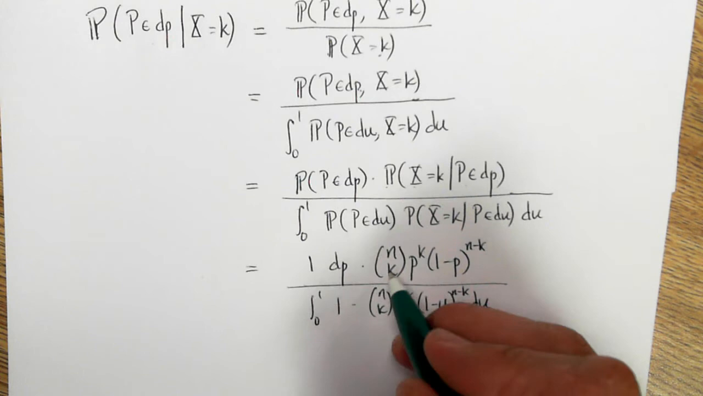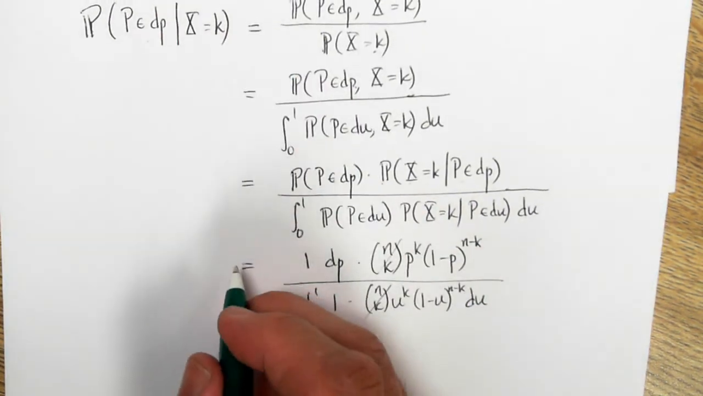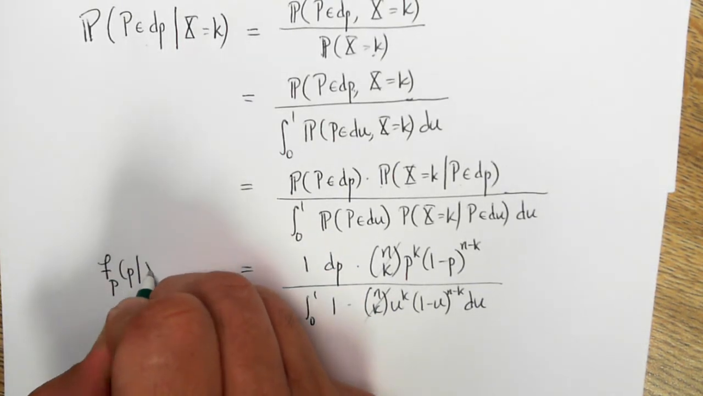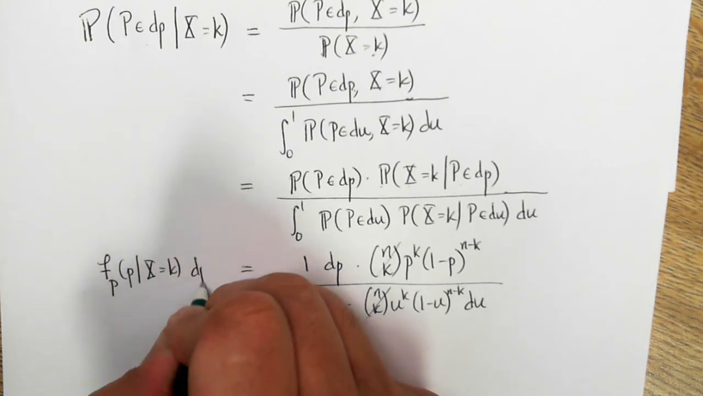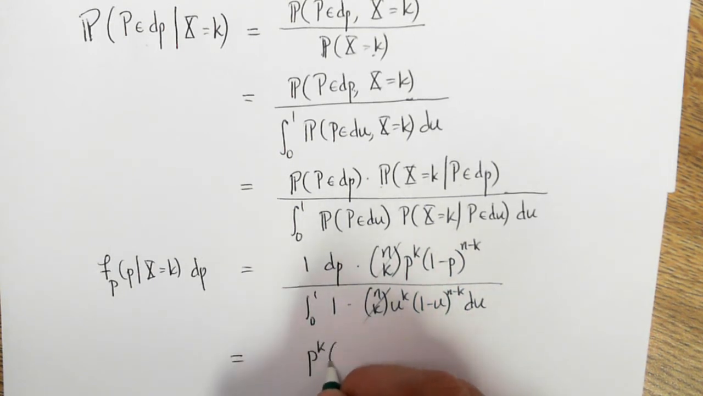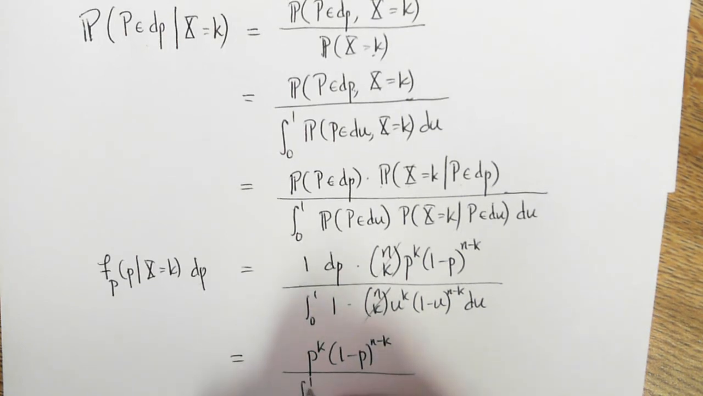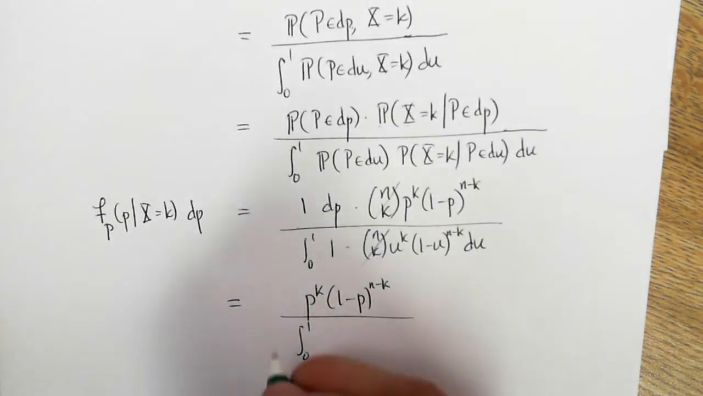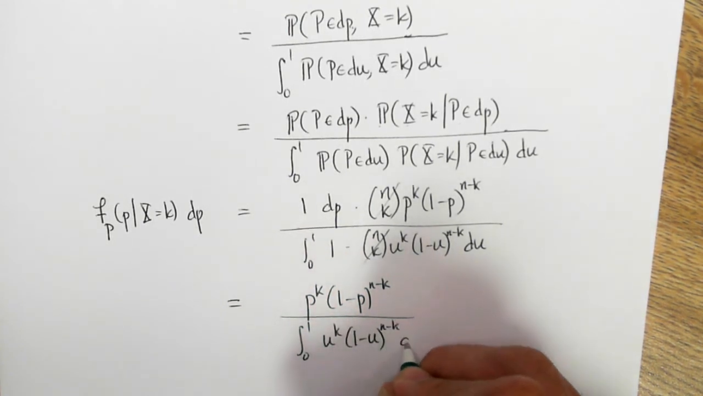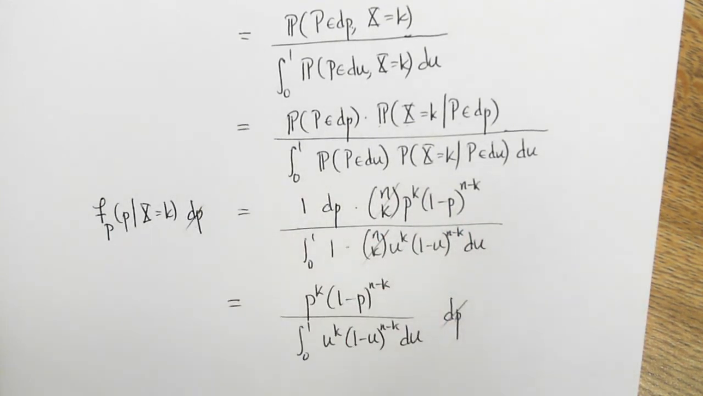And so if I start canceling, the n choose k's cancel. And so what I have is that the conditional distribution of capital P, given that x is equal to k, dp is equal to p to the k, 1 minus p to the n minus k, divided by the integral from 0 to 1 of u to the k, 1 minus u to the n minus k du, and then I have this extra dp over here, and that cancels the dp on the left-hand side.